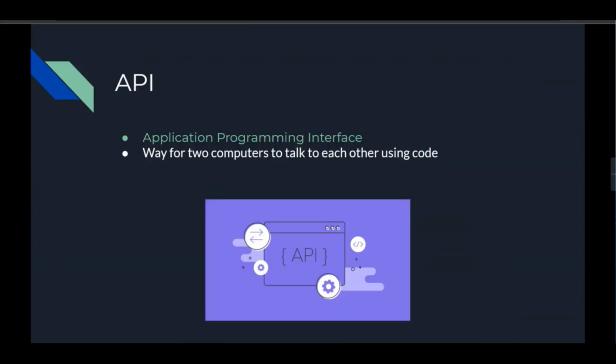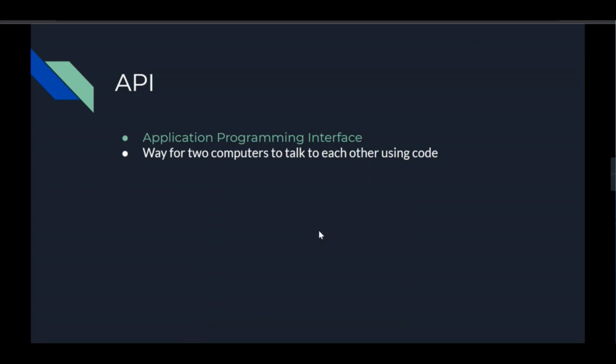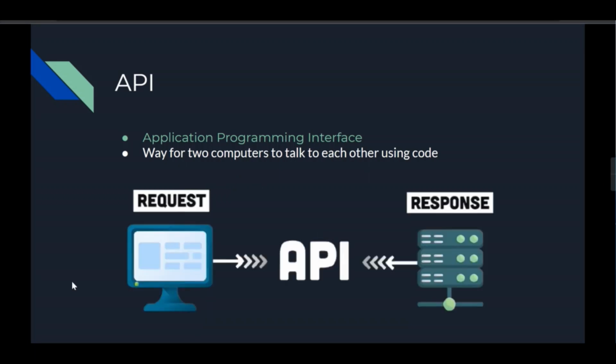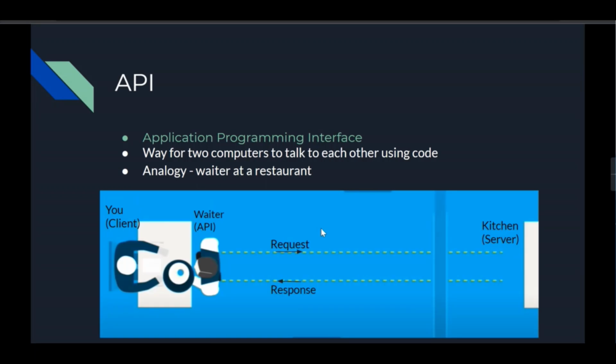An API stands for an application programming interface. Simply put, it is a messenger that takes data from one place to another. Or you can also say that it's a way for two computers to talk to each other using code. It takes in a request from a client and returns a response in a specific format. Let's try to understand this with an example.